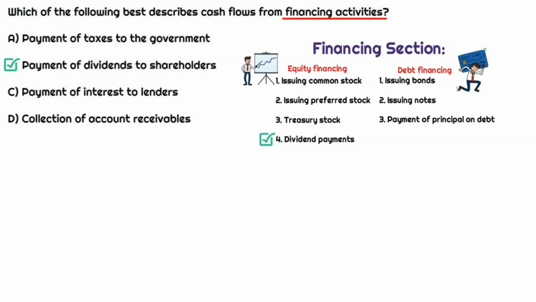And we'll get into dividends later on in FAR, but basically when we have common or preferred stockholders, they own part of the company. And if we have excess cash flows, the company will distribute cash to those shareholders as a form of compensation, rather than the company holding on to the cash. But that is a form of equity financing, which is part of the financing section. And that would be a cash outflow, right? We're paying our shareholders cash. So the correct answer is payment of dividends to shareholders.